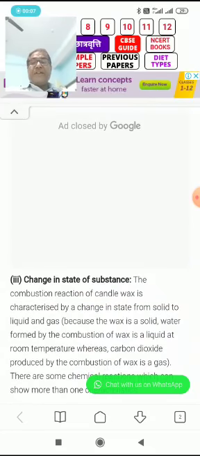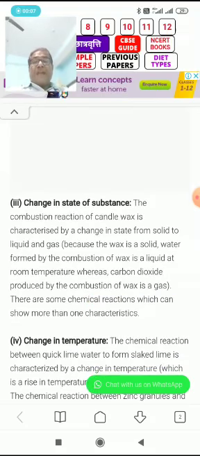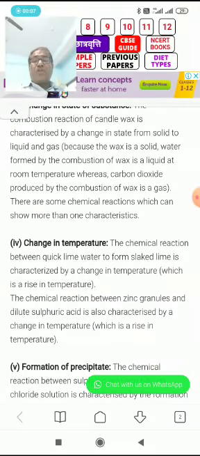The third characteristic is change in the state of the substance. For example, when we burn candle wax, we observe the change in state from solid to liquid and gases. After combustion of candle wax, we get water and carbon dioxide gas. So that is the third characteristic. You can take another example also.